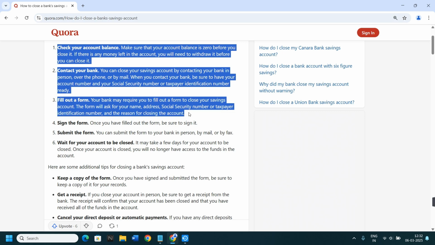Third, fill out a form. Your bank may require you to fill out a form to close your savings account. The form will ask for your name, address, social security number or taxpayer identification number, and the reason for closing the account.